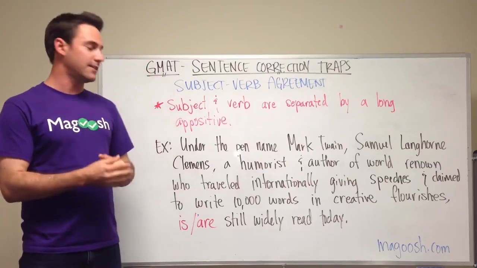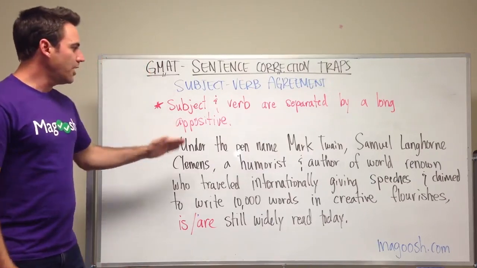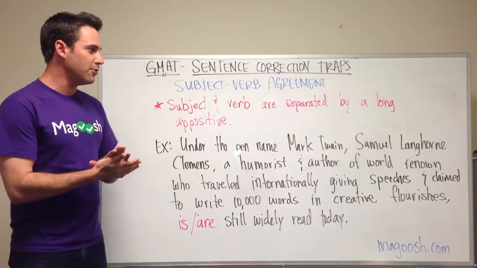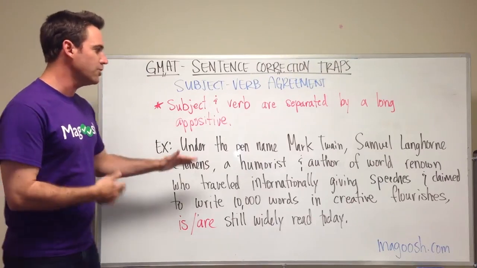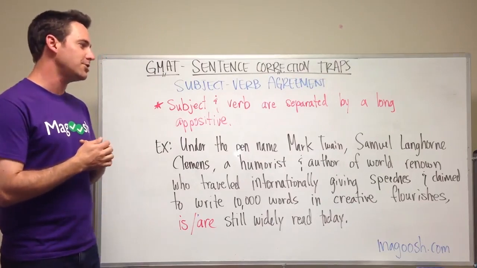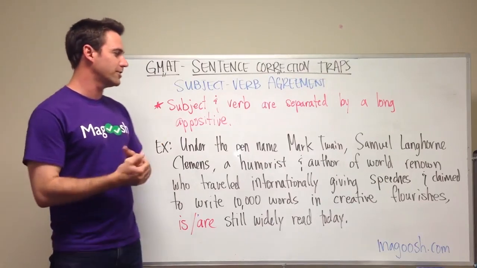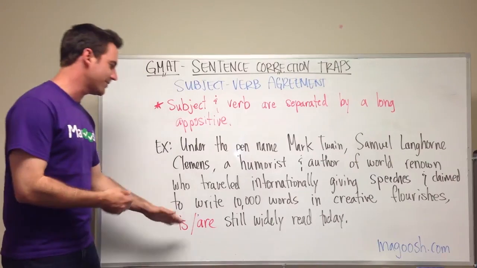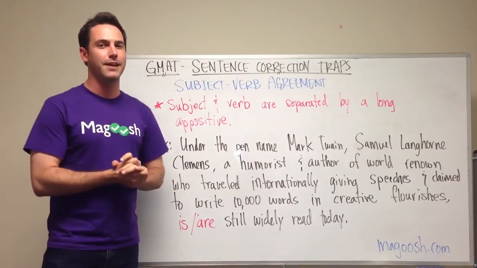So we have an example sentence here. It says, "Under the pen name Mark Twain, Samuel Langhorne Clemens, a humorist and author of world renown who traveled internationally giving speeches and claimed to write 10,000 words in creative flourishes, are still widely read today."